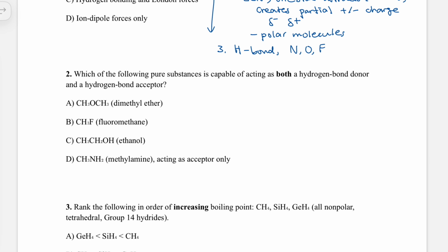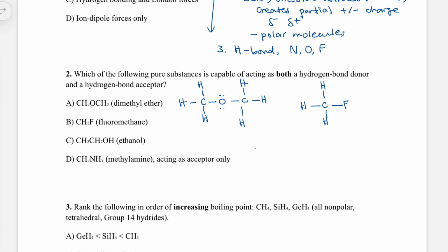Question 2. Which of the following pure substances is capable of acting as both a hydrogen bond donor and a hydrogen bond acceptor? Once again, I find it really helpful to draw out the molecules. So for the first one, it's going to look something like this. We have an oxygen in the middle and then 2 carbons, and this oxygen will have 2 lone pairs. For fluoromethane, we'll have a C in the middle, 3 H's attached, and then a fluorine.